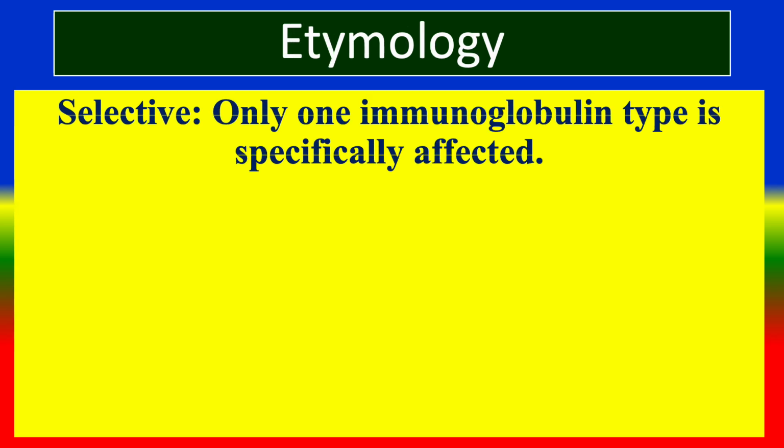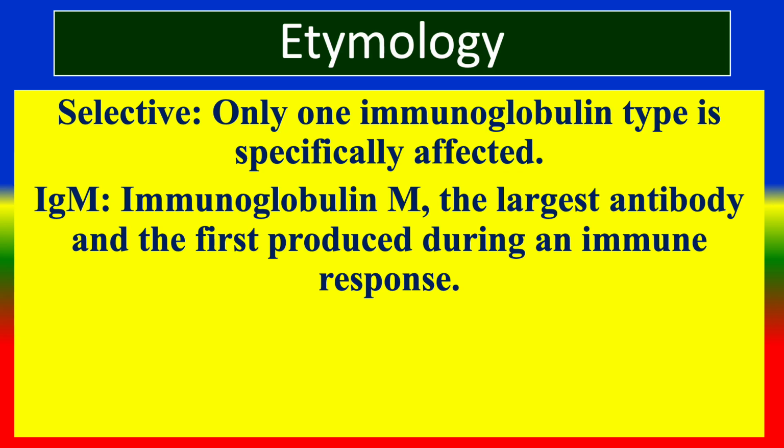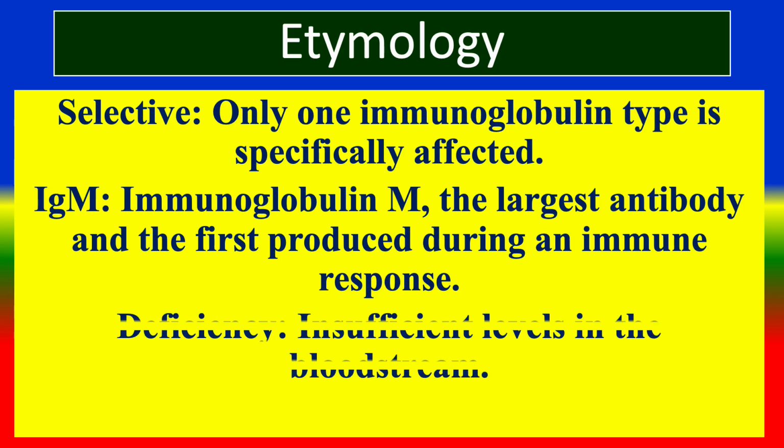Etymology. Selective: only one immunoglobulin type is specifically affected. IgM, immunoglobulin M, the largest antibody and the first produced during an immune response. Deficiency: insufficient levels in the bloodstream.